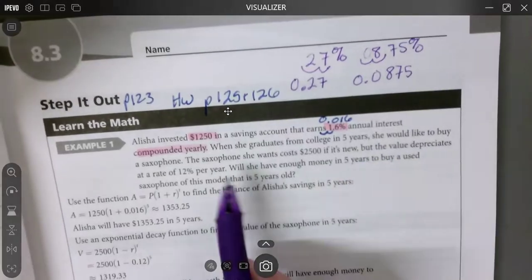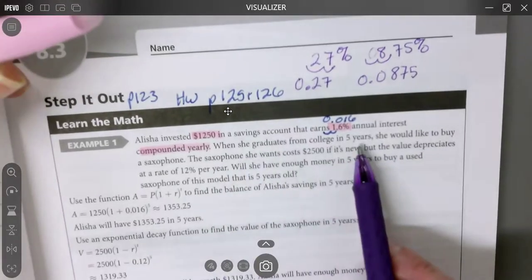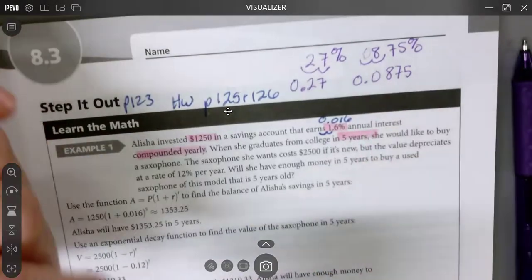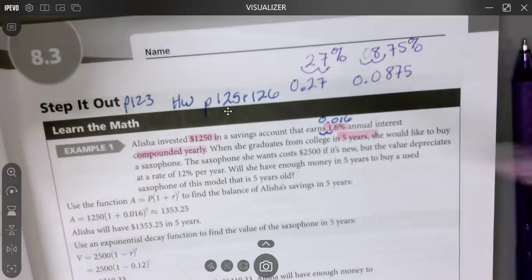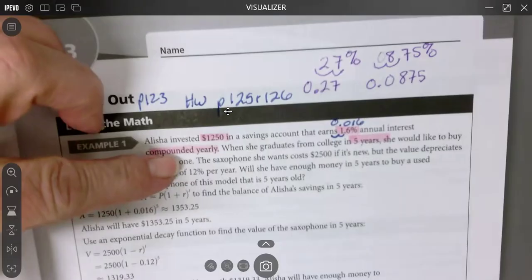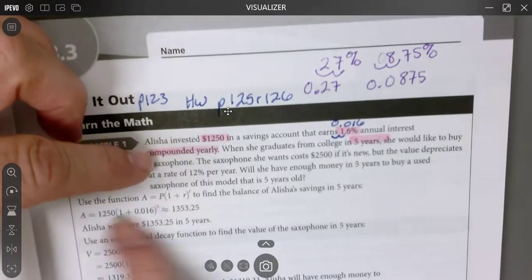Then we've got when she graduates college in 5 years, so that's going to be our time, right? How many years? 5 years. She would like to buy a saxophone. Awesome. That is pretty much what we need for our compound interest part.